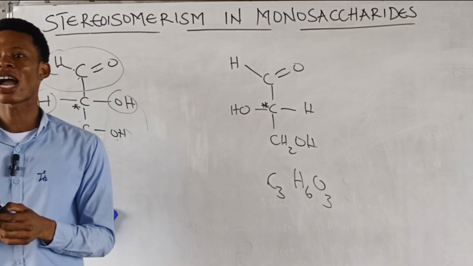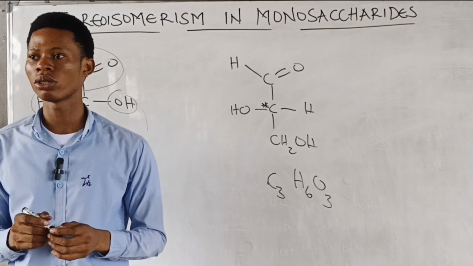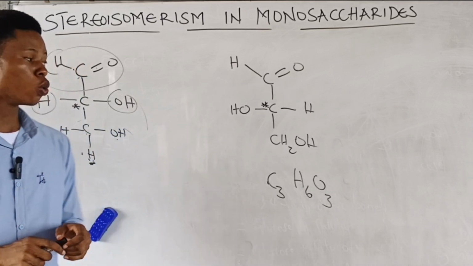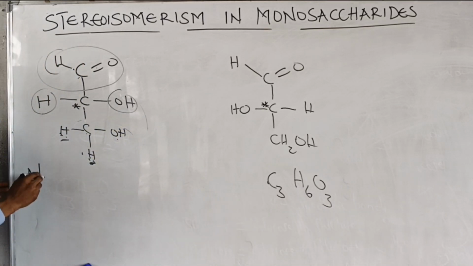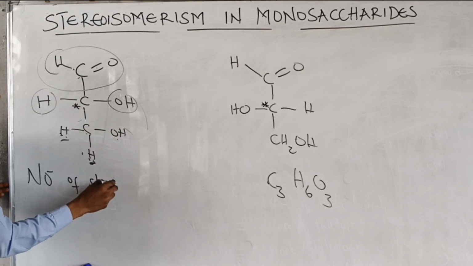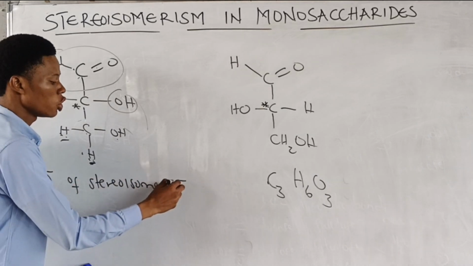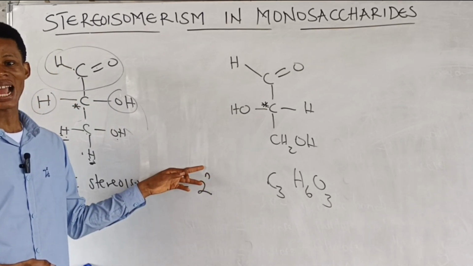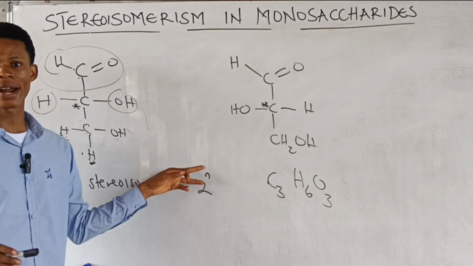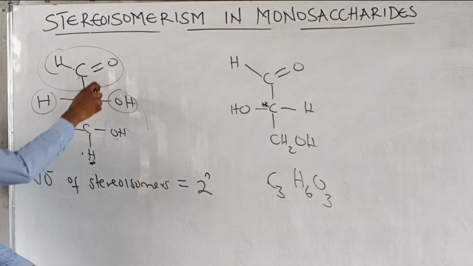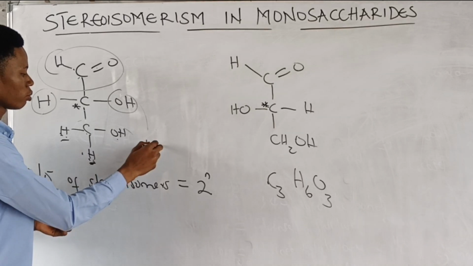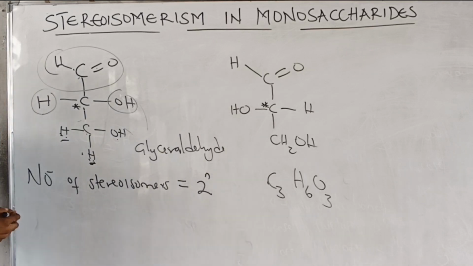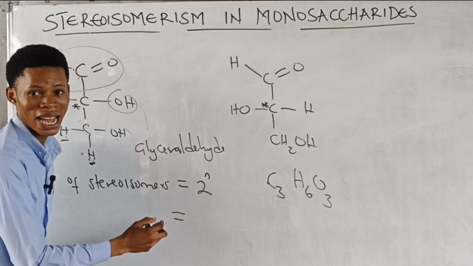Now, if you've identified the chiral carbon on a compound, to know the number of stereoisomers that compound will have, all you have to do is use this formula. The number of stereoisomers is equal to 2 raised to the power what? N. Where N represents the number of what? Chiral carbons. N represents the number of chiral carbons. Meaning if we are looking at this compound on the board, this is glyceraldehyde.